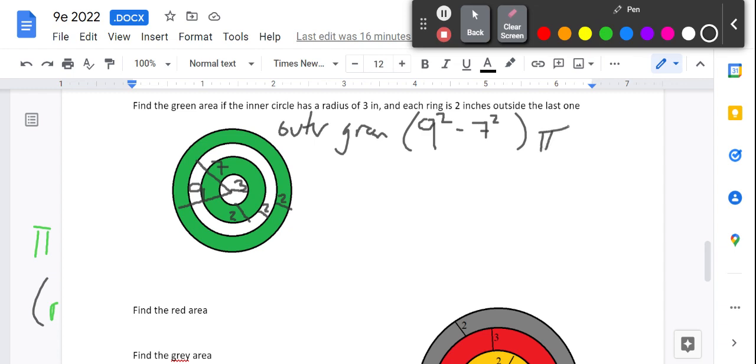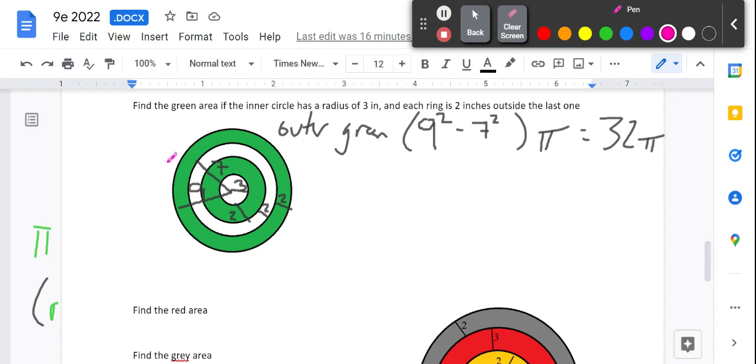I want to multiply that by pi. So when we have 9 squared minus 7 squared times pi, the outer green ring is going to have an area of 32 pi, because 81 minus 49 is 32. So this outer green ring has an area of 32 pi because this radius was 9, this radius was 7, subtract them.